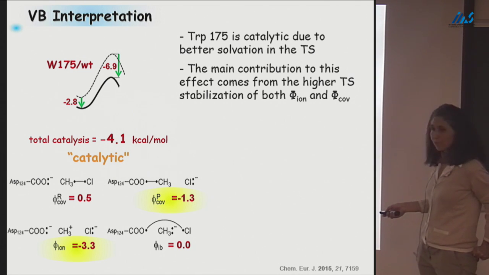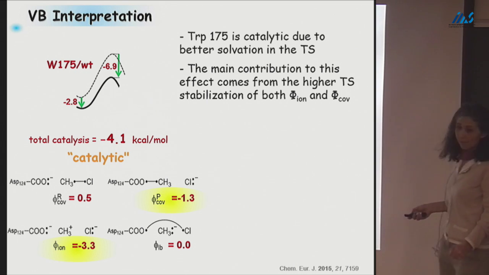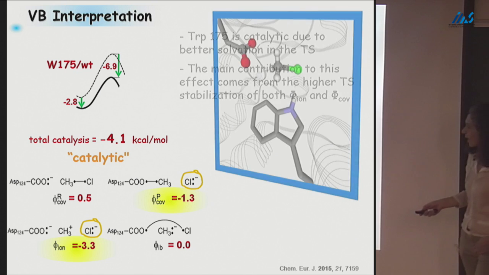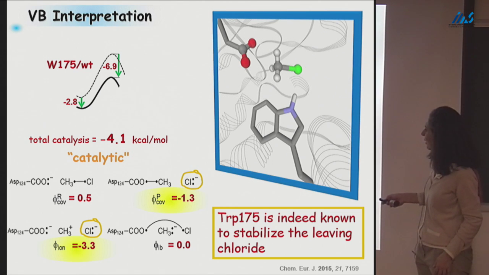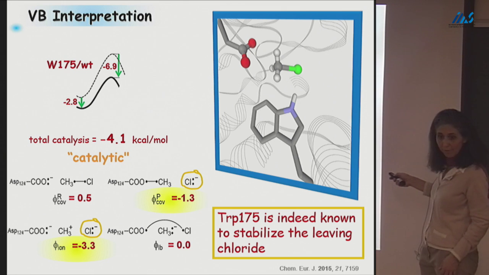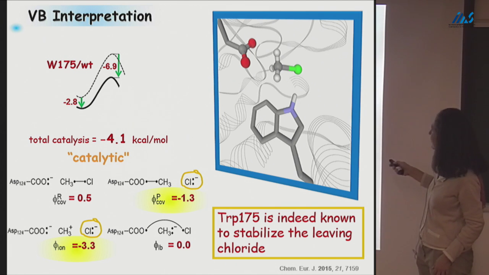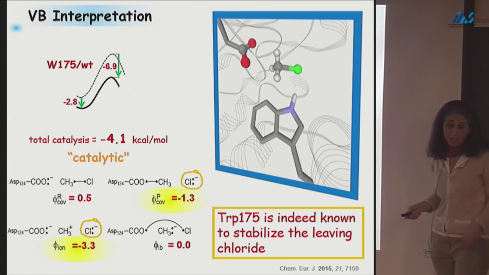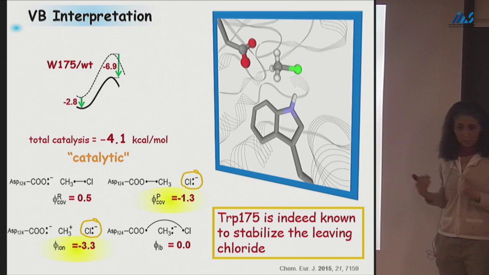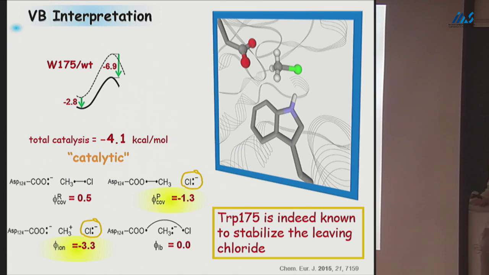These are the different valence bond structures that I've shown, and what we see is that this catalytic contribution comes mainly from these two valence bond structures. If we look at what is common to these two, both of them share the chlorine ion, and indeed we know that this tryptophan is catalytic because it stabilizes the leaving chlorine in this reaction. We know that from experiment, but the computer didn't know that when it did the calculation. So we actually got an explanation of the role of this residue just based on the calculations.